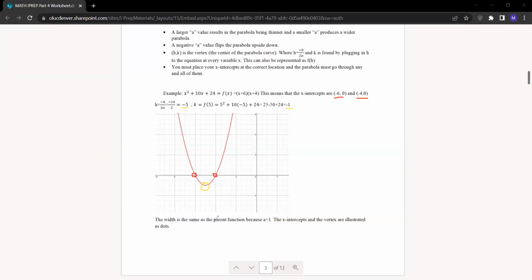As we can see, the width is the same as the parent function because a is equal to 1. So a right here, it's 1x squared. The x-intercepts and vertex, as we saw, we calculated them and graphed them, and our line goes through all 3 of those points.